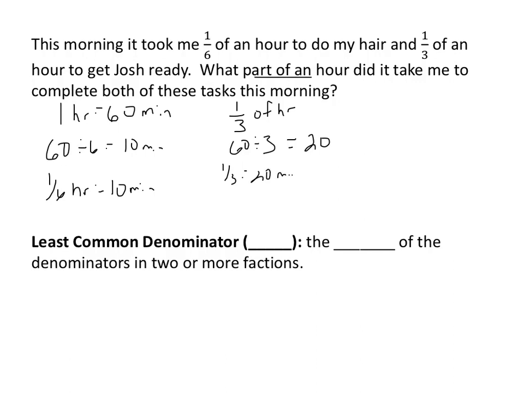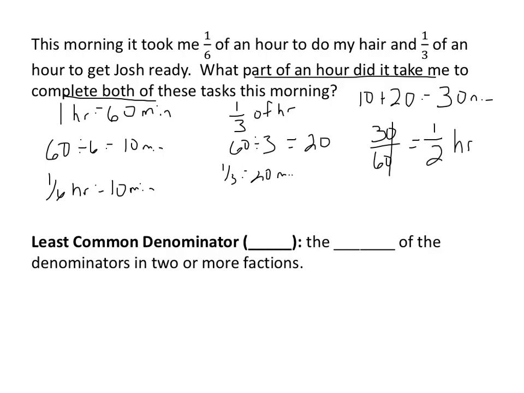I want to know what part of an hour it took me to complete both tasks. Well, it took me 10 minutes to do my hair plus 20 minutes to get Josh ready for a total of 30 minutes. So we have 30 minutes out of 60. Divide by 10, so we have 3 out of 6. Both are divisible by 3. So it took me half an hour. Now that's kind of a long way to do it.